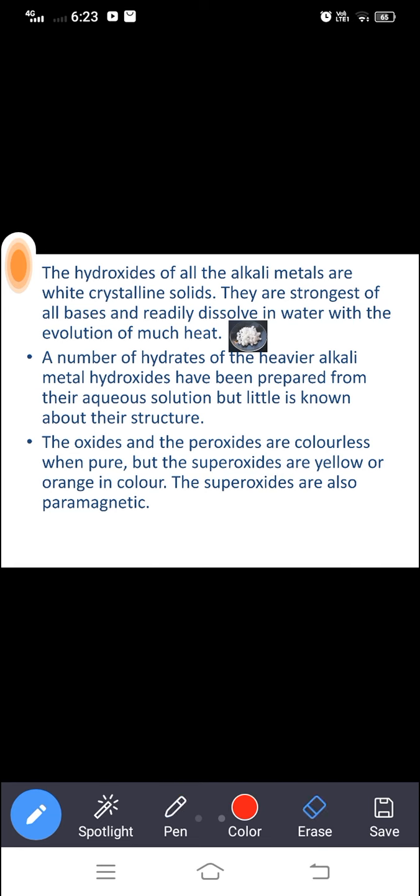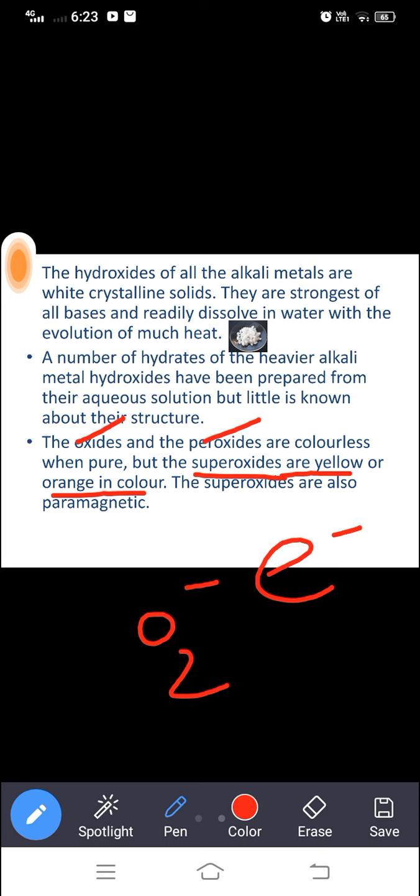Then the oxides and peroxides are colorless, but the superoxide will be yellow or orange in color. The reason why the superoxide is yellow while the oxides and peroxides are colorless is that the superoxide has one unpaired electron. If there is one unpaired electron, one thing will happen.